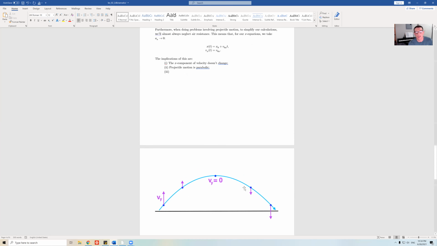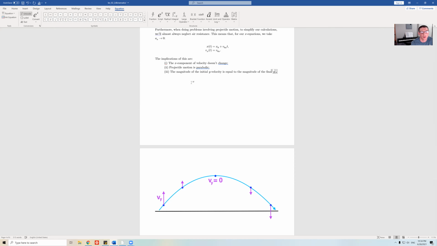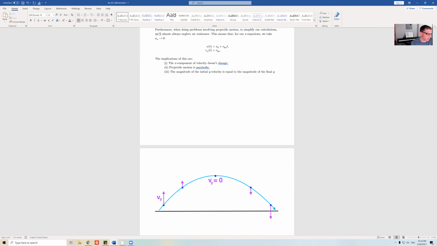But this is the prototypical projectile motion trajectory, right? It's going to be a parabola. Okay, and so this might not be immediately obvious, but I want to say also that the magnitude of the initial y velocity is equal to the magnitude of the final y velocity, with a qualification.